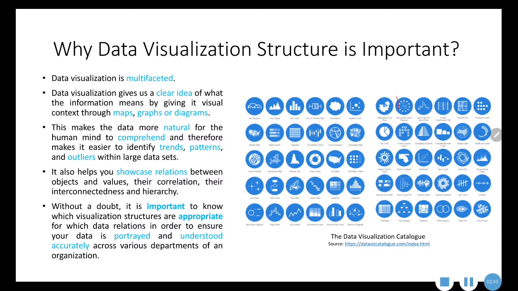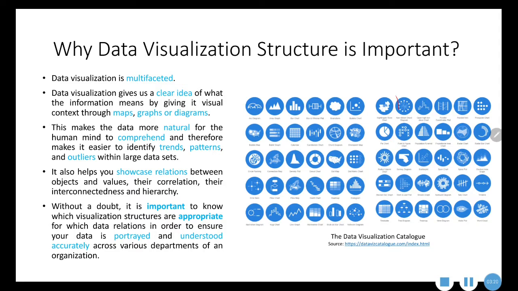Without a doubt, it is very important to know which visualization structure is appropriate for which data relations, in order to ensure your data is portrayed and understood accurately across various departments of an organization. Imagine you are working in an organization where you need to manage large sets of data. By implementing data visualization, it helps you to portray the right information in an accurate way, so that it can be understood by everyone in that organization.